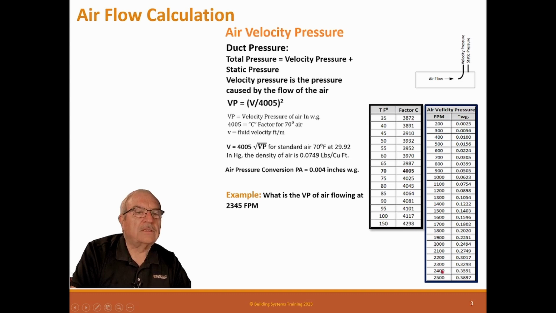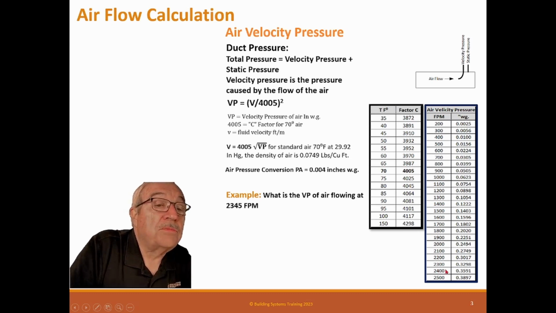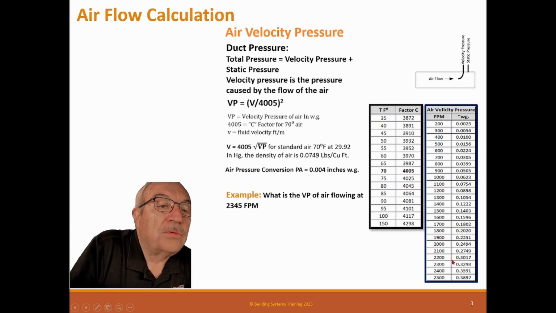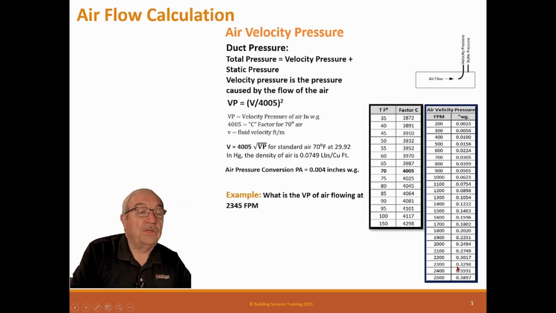Well, it's going to be somewhere, let's see, this is 23. These are pretty small for me, so I have to get closer. 2300 is 0.3017, and 2300 is 0.3298, and 2400 is 0.3591. Now we could interpolate between that, but we can also just calculate it directly.